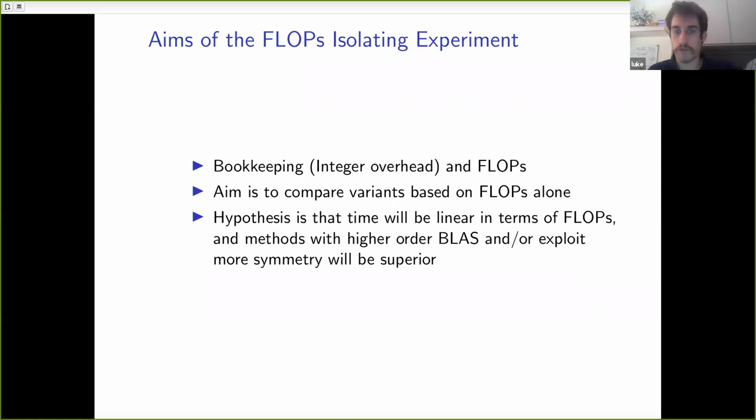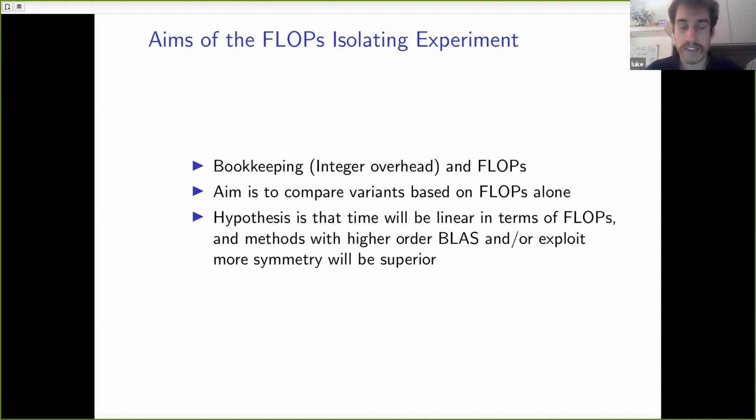And this is the first of multiple experiments. So with the idea that this one does the flops alone, and then we do other experiments that have bookkeeping and flops, and we use this one to subtract from that one to sort of isolate the bookkeeping. It's a series of experiments, but in this case, I'm only going to talk about the first one. The aim of the experiment is to isolate that. We're going to compare different BLAS and LAPACK routines to see which ones perform the operations quickest.